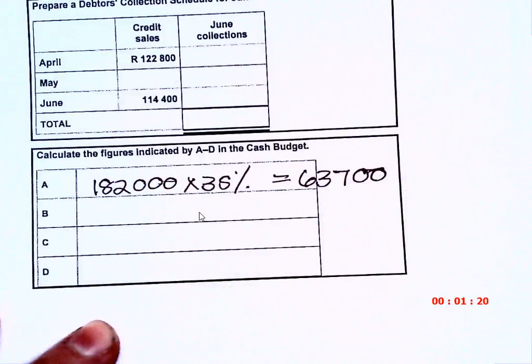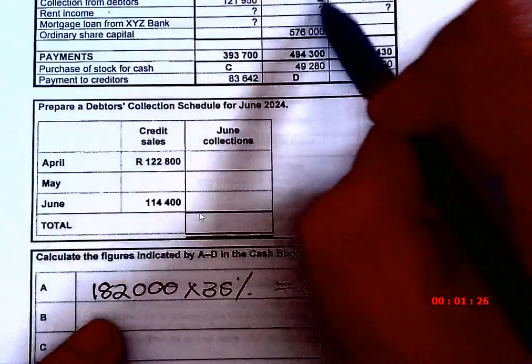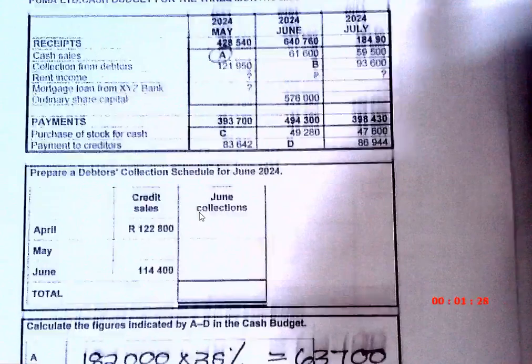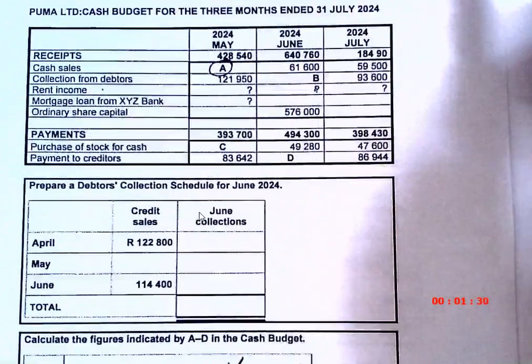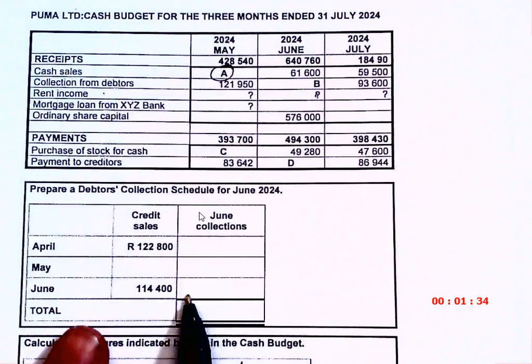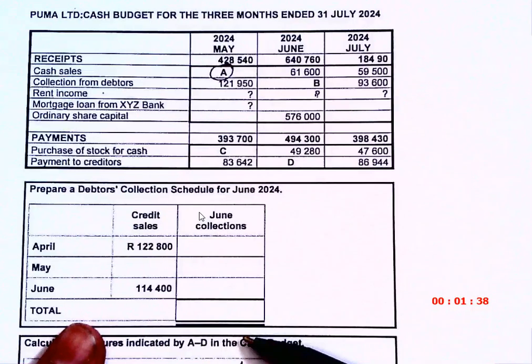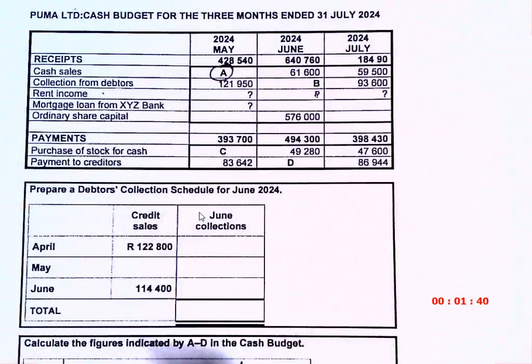Okay. Everybody happy? Number B, they want a collection from debtors. Now, what do I know with collection of debtors? It's not something I can just do. I need to do a schedule. Okay. So they already gave me the framework for the schedule. So I just need to complete this.